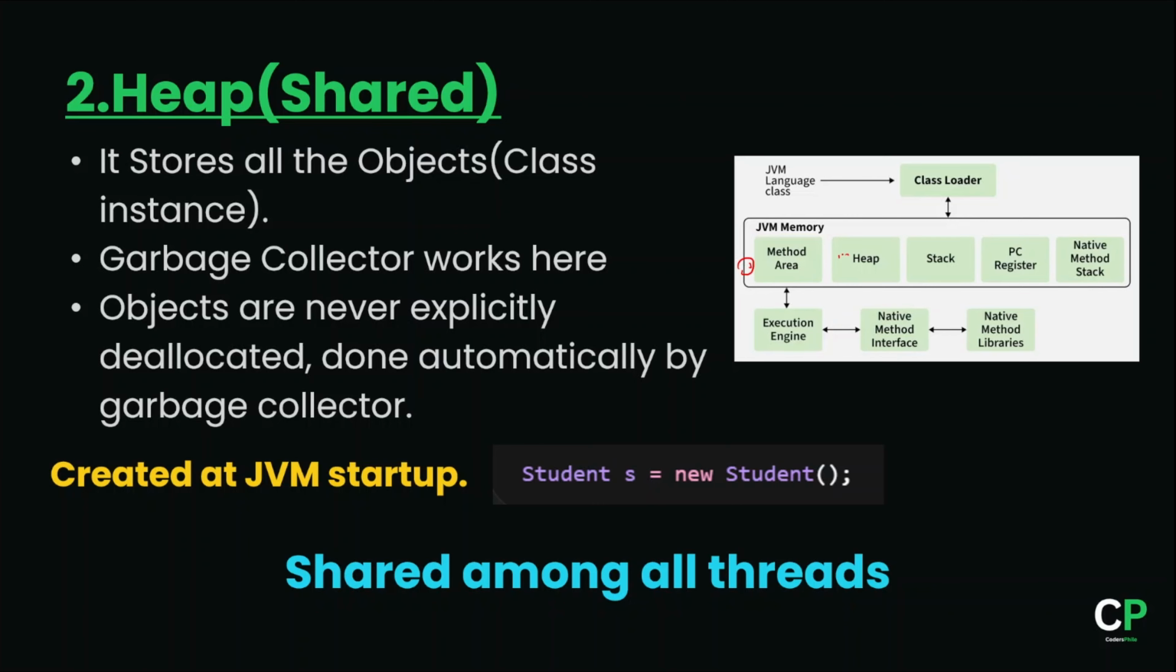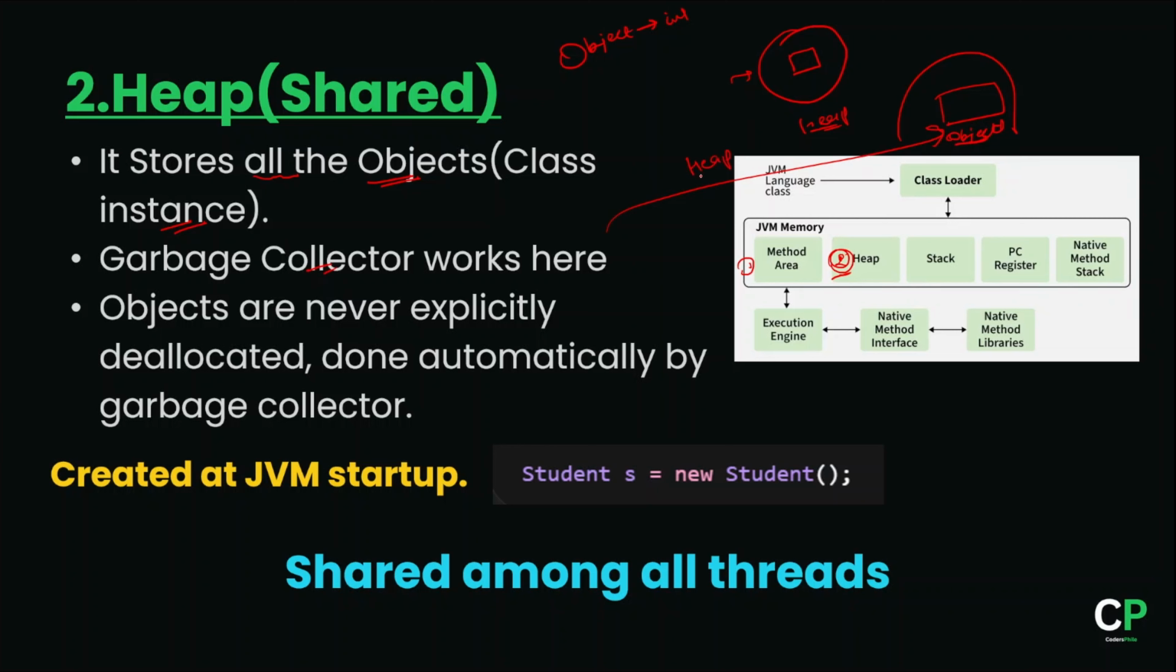Now let's learn about the heap area. So what is the heap? Basically the heap stores all the objects, that is, instances of a class. So what is an object? An object is an instance of a class. So the heap is the area where objects are stored, and the garbage collector works in the heap only.